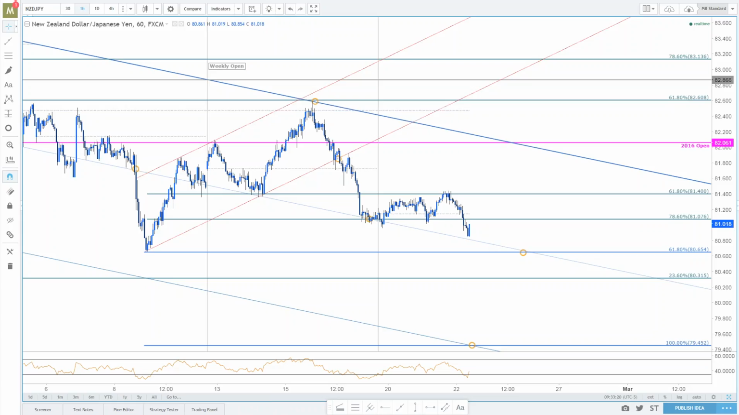All right, guys, we'll wrap it up here. Keep in mind, at 2 o'clock you'll get the release from Yellen, the minutes, rather. If you have dollar exposure, just be mindful of it. I don't necessarily want to plan a trade strategy around it, but be mindful.